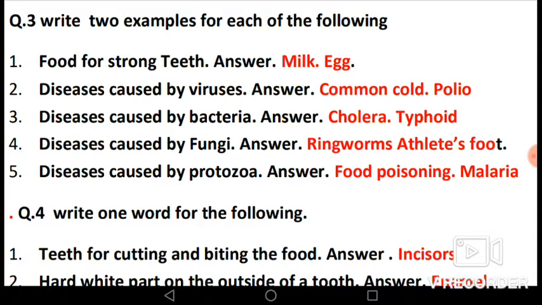Third, diseases caused by bacteria. Bacteria is a harmful microbe and it causes diseases such as cholera and typhoid. Fourth, diseases caused by fungi. Fungi is also a harmful microbe which causes diseases such as ringworm and athlete's foot. Fifth is diseases caused by protozoa. Again it is a harmful microbe, and diseases caused by protozoa are food poisoning and malaria.